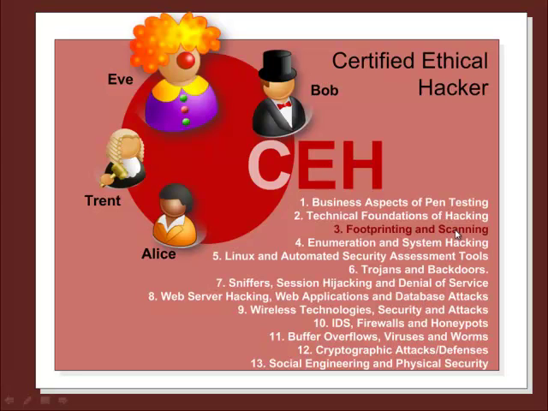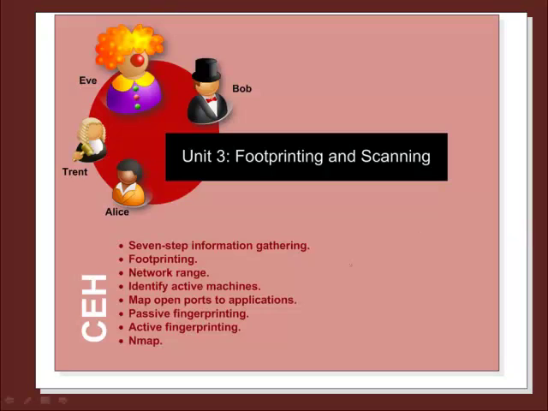So let's look at the third unit inside the CEH certification. For this we'll have a look at footprinting and scanning. The main parts covered in this unit are the 7-step information gathering process. We'll look at some footprinting for determining the network range, identifying active machines, looking for open ports, some passive fingerprinting, onto active, and then having a look at Nmap.